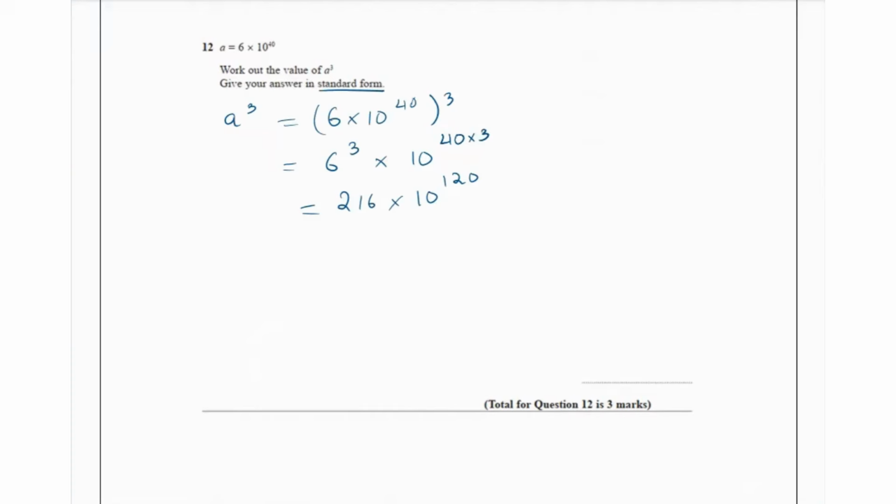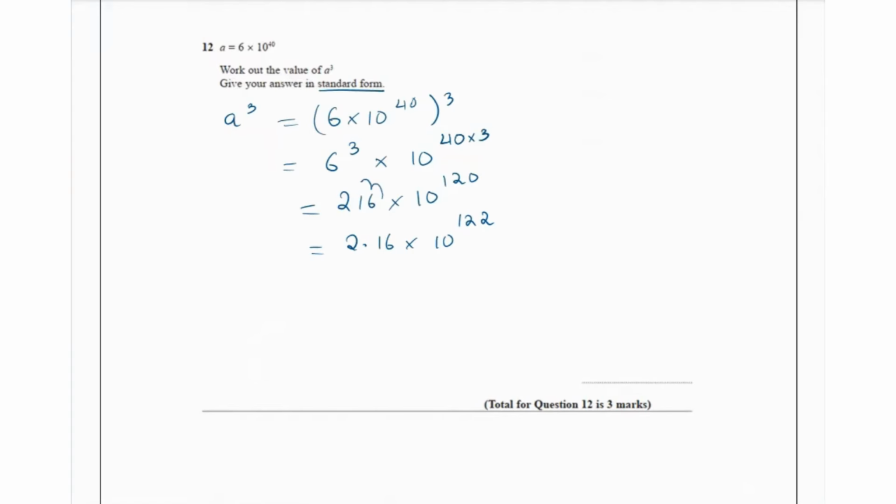Emphasis on standard form. So until this step, you'll get 1 or 2 marks, but you won't get 3 marks. 3 full marks will be given to you if you have converted it to standard form. So that's going to be 2.16 times 10 to the power of 122. Same concept, every whole number has a decimal at its end.